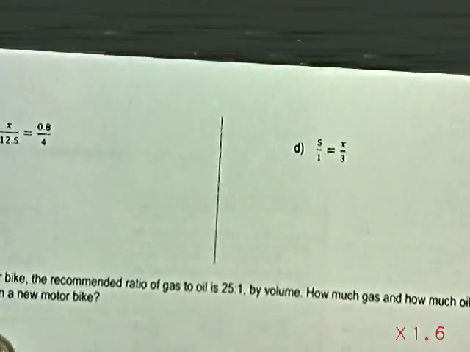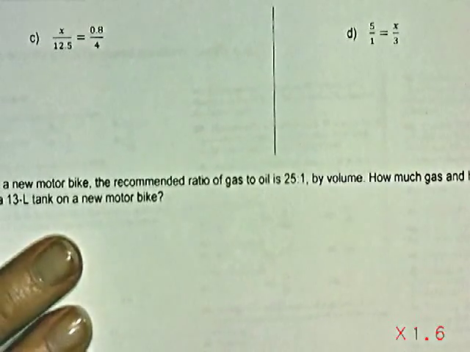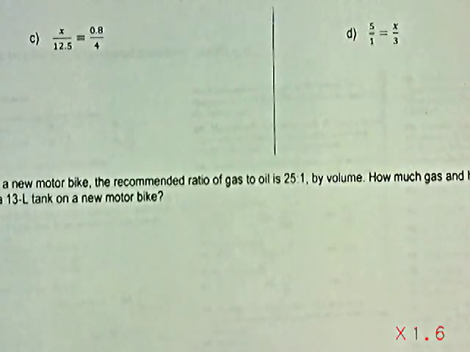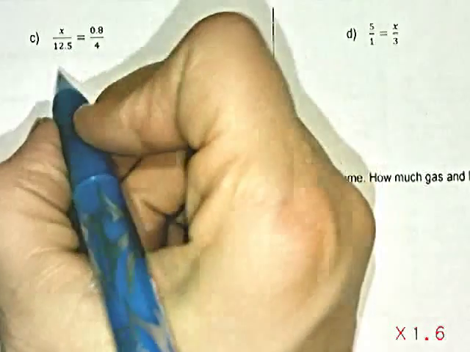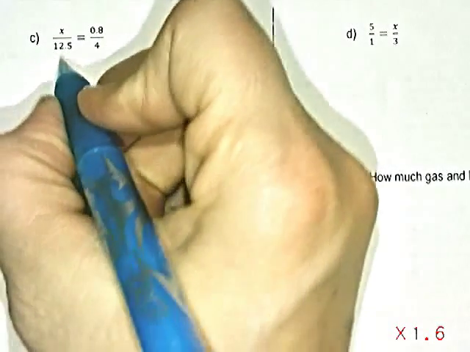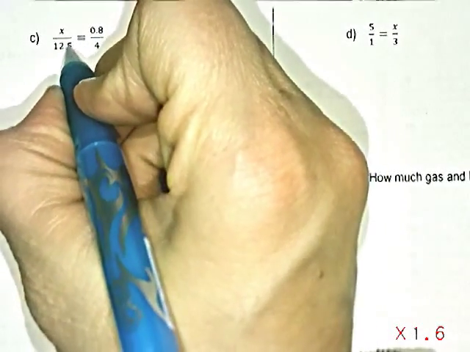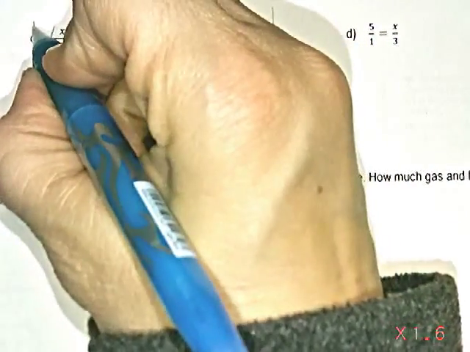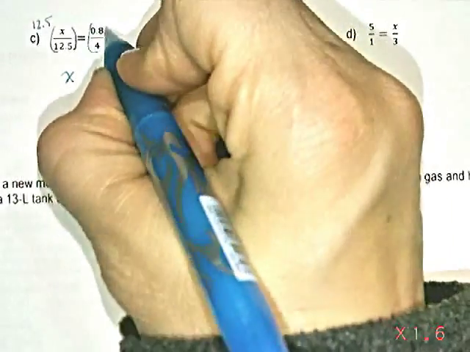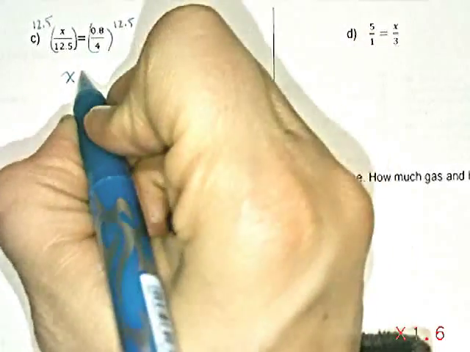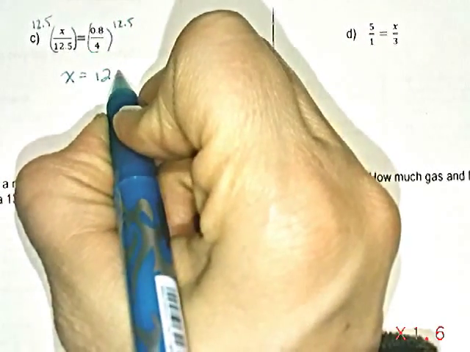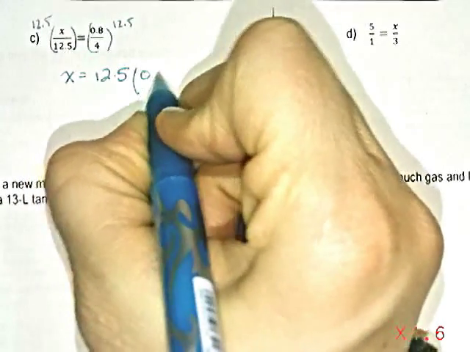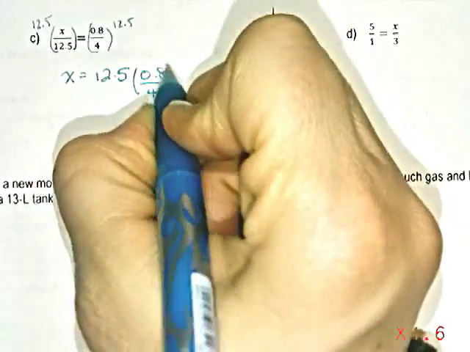Pause the video and try these next two, and then start it up and see if you've found your mystery x. With this one, to isolate my x, I truly just want to get rid of this 12.5 that's dividing. So I'm going to multiply both sides by 12.5. I'll show that as 12.5 times my 0.8 over 4.